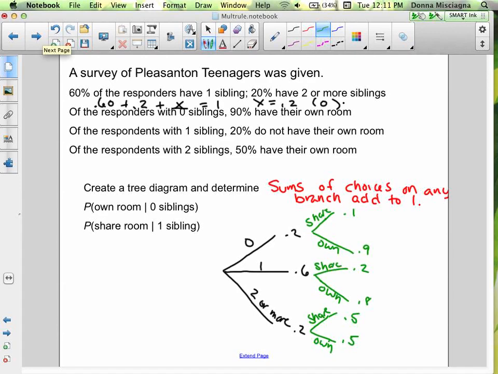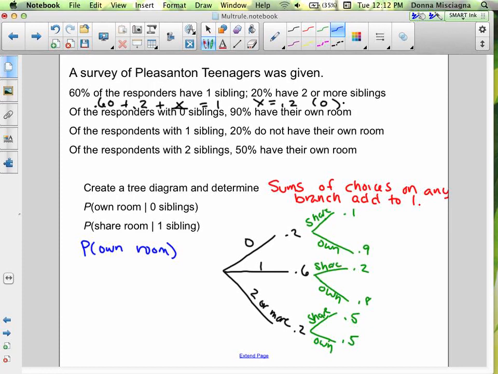We're going to find a couple of probabilities. These were all conditional, and I added a conditional in the last one. Let's add a non-conditional on this one. Let's find the probability that you have 0 siblings and you have your own room. And then let's just find the probability of your own room.